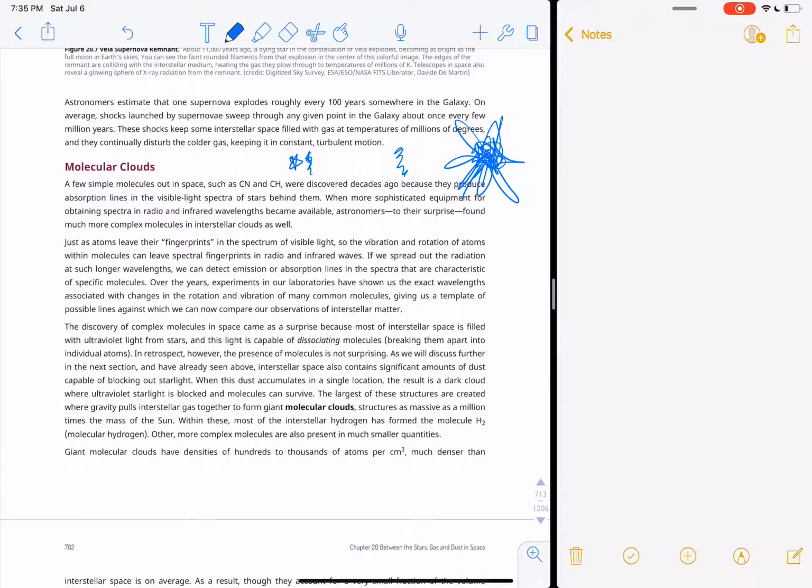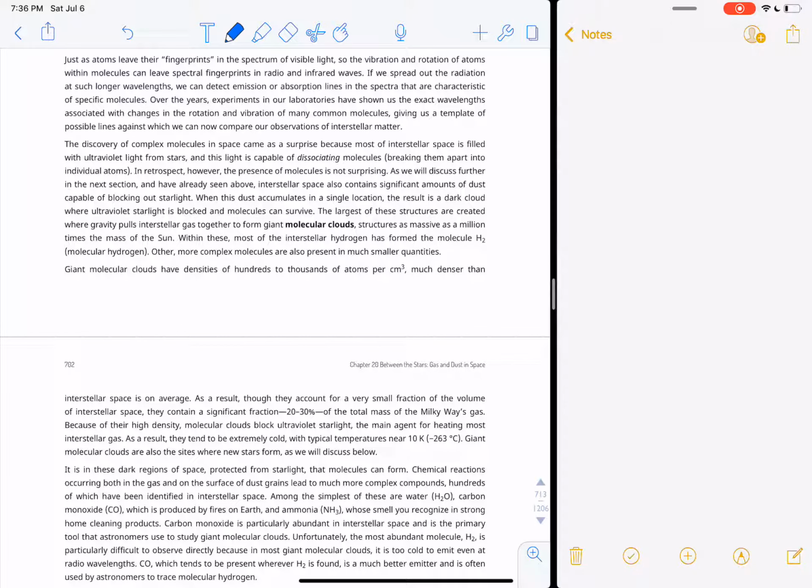There's an important thing we've been talking about: how atoms leave their spectral fingerprints using absorption and emission lines. But you can also study what molecules are made out of by looking at radio and infrared waves. So we've been able to determine if there's carbon or oxygen or hydrogen out in space, but now we can discover and observe whether there are actual molecules like H2O or other things out there in space by looking at the light.